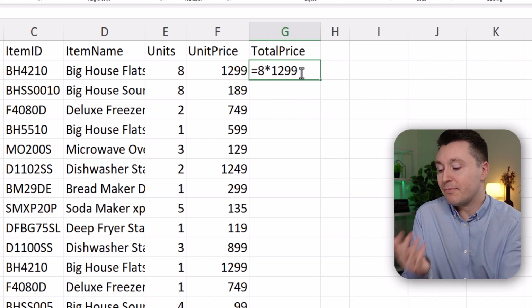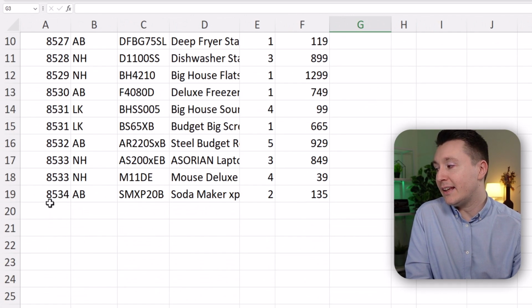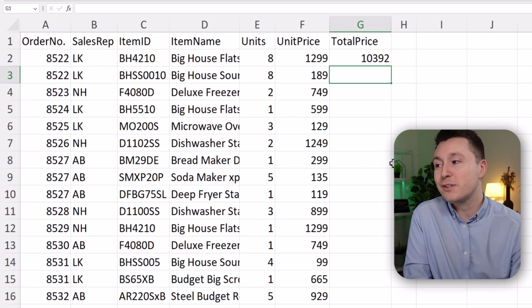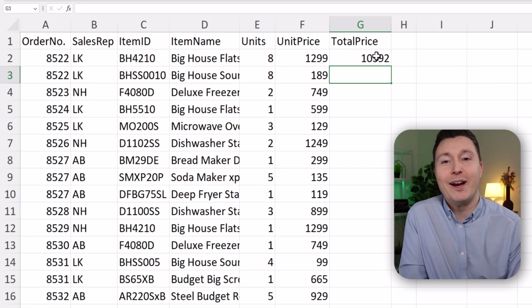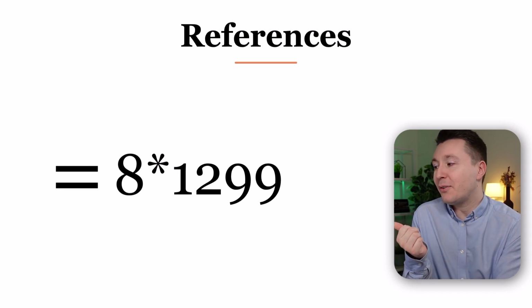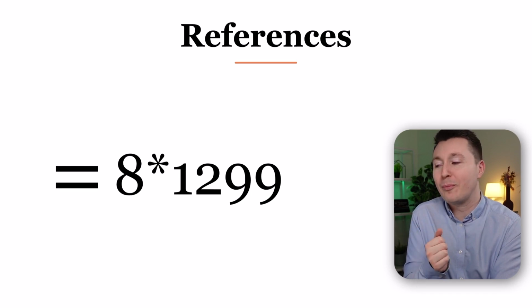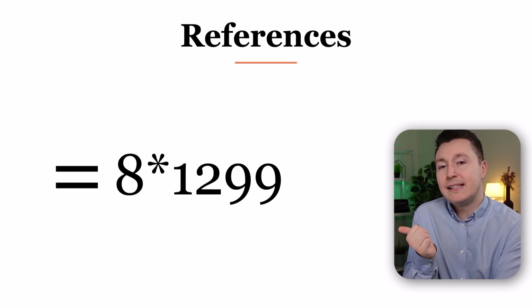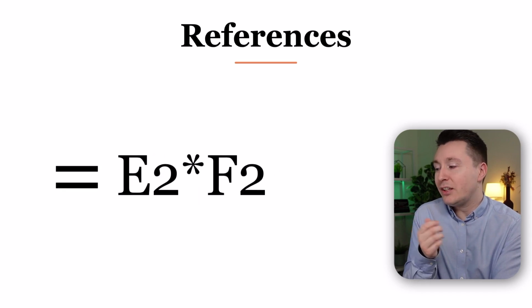Sure, we can do this for all the orders, but it's going to take a while, especially in a full data set with maybe thousands of rows. So instead, we're going to use references to actually make this pop and be quite automatic. References are what actually makes calculations automatic in Excel. So here we have 8 times 12.99. That's the first order we tried to calculate with a formula. But instead, we're going to replace the actual numbers with references, and those are like placeholders we can put something in instead. And that's actually references to cells.